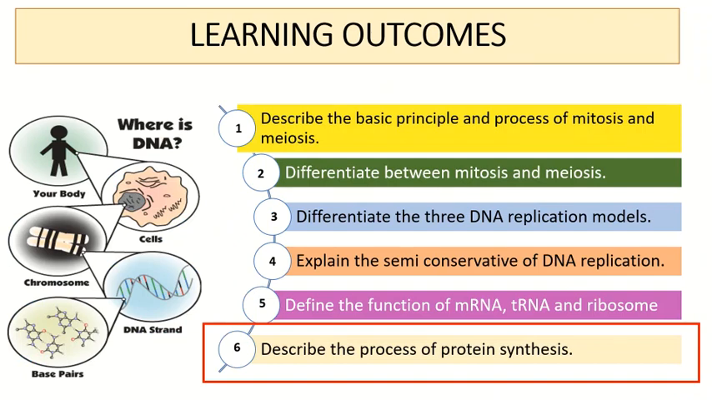Now let's have a look at our learning outcomes. To refresh you: number 1 is to describe the basic principle and process of mitosis and meiosis. Number 2 is to differentiate between mitosis and meiosis. Number 3 is to differentiate between the 3 DNA replication models. Number 4 is to explain the semi-conservative nature of DNA replication. Number 5 is to define the function of mRNA, tRNA, and ribosome. My part is the last one, which is to describe the process of protein synthesis.